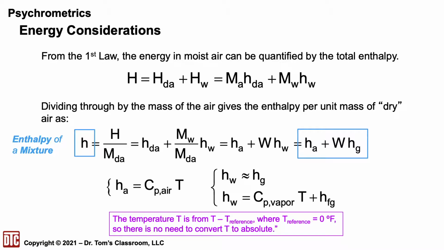Now, a word of warning: if you read tables that are in SI units, they're going to be a bit different than tables written for American or imperial units, because they may use a different reference temperature. They may use 0 Celsius as their reference temperature. So be careful if you're switching between unit systems.